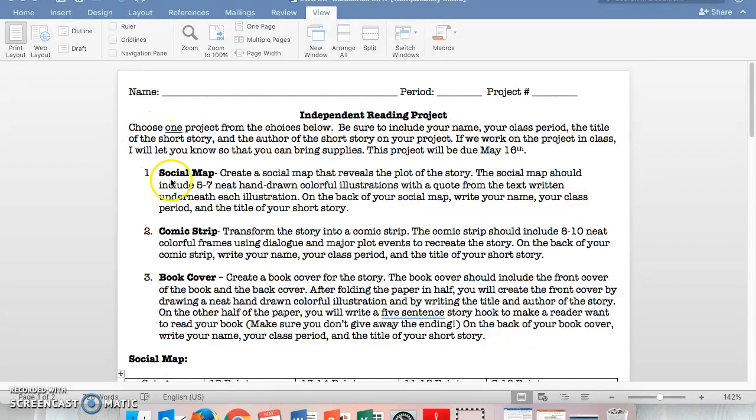The first one is your social map, and your social map reveals the plot of the story. Your social map should include 5 to 7 neat, hand-drawn, colorful illustrations with a quote from the text written underneath each illustration. On the back of your social map, you need to have your name, your class period, and the title of your short story.